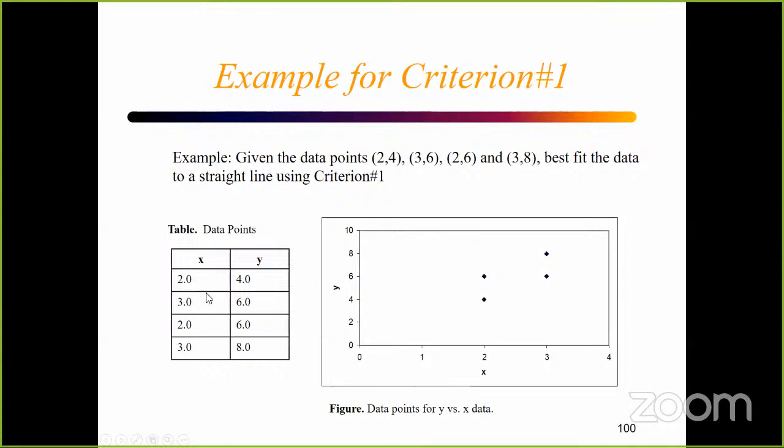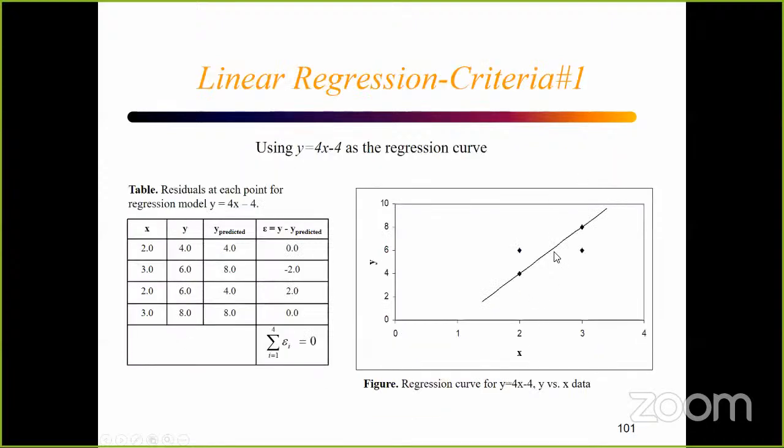This is the table. For x corresponding to 2, 4 is the value. For x corresponding to 3, 6 is the value. How to plot? Can I connect between these two points? Can I connect these two lines? Or can I connect these two lines? Can I connect between this line? There are possibilities. Which is the best line?